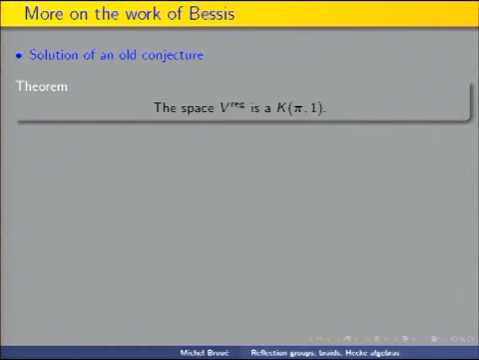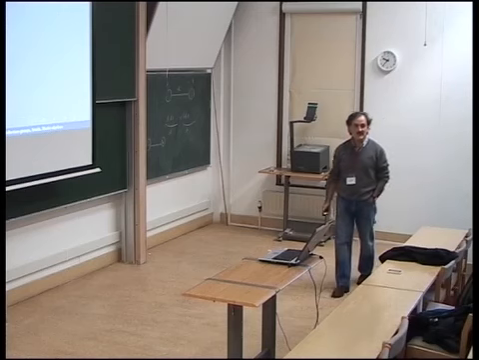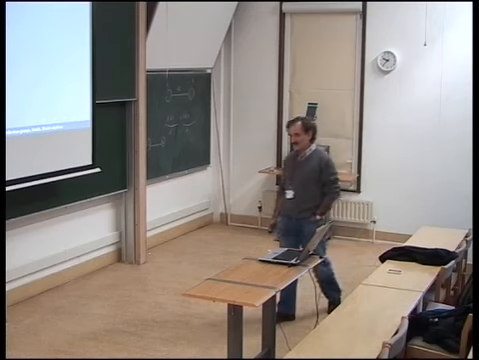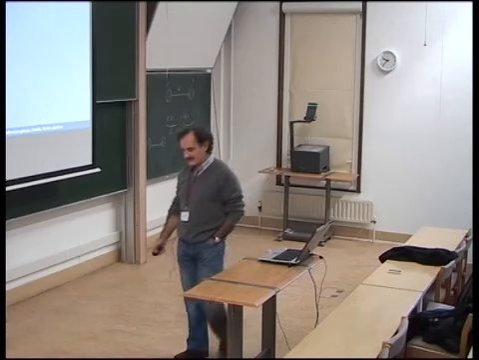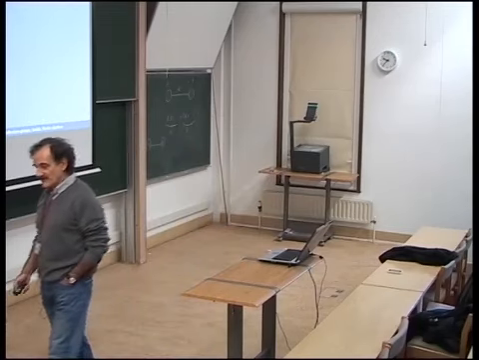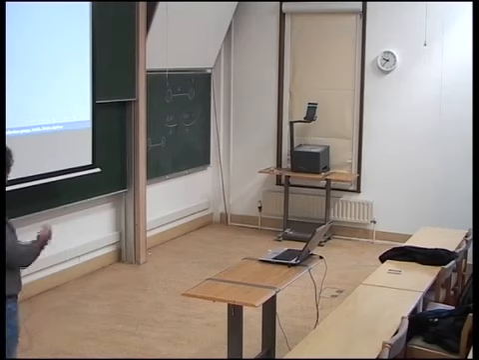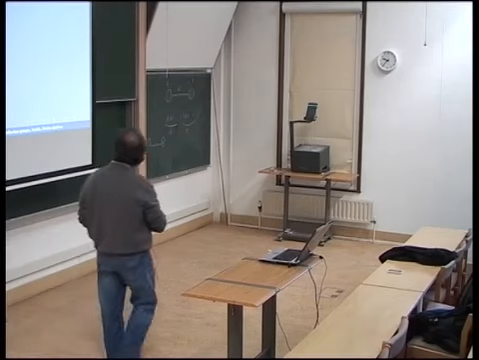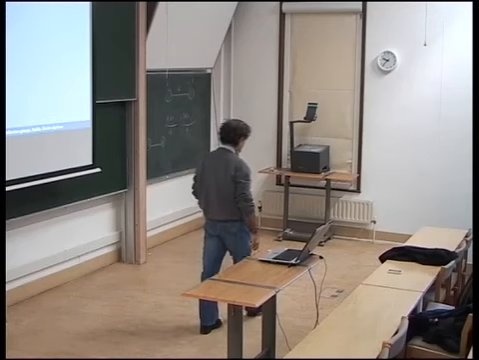It was a very old conjecture. It was known for Coxeter groups by the work of Deligne. It was known for a group of rank 2 for some kind of obvious reasons, for a bunch of other groups, but the general case, including this last G31, was achieved by Bessis.